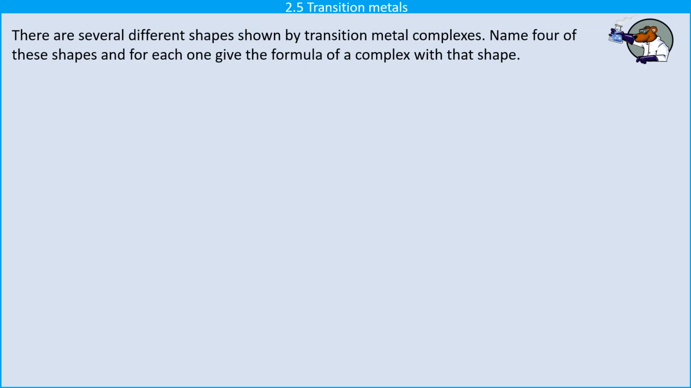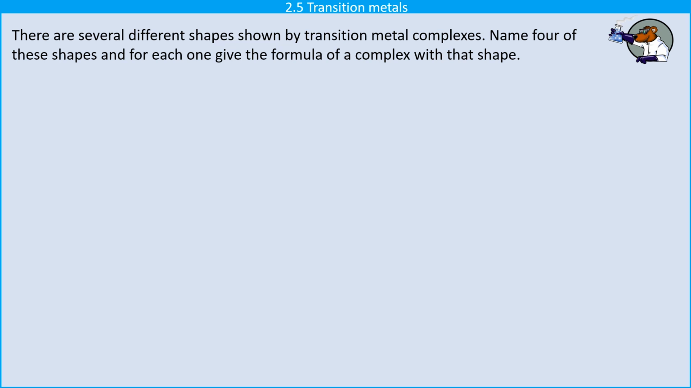This question is about the different shapes that are formed by the complex ions that are formed by transition metals. And it would be a pretty unusual and mean year in which AQA asked you to talk about all four possible shapes, but you do need to know them, so we may as well practice them here.